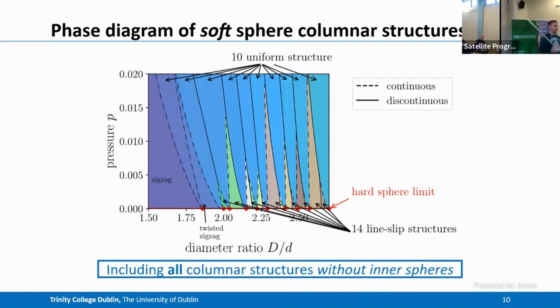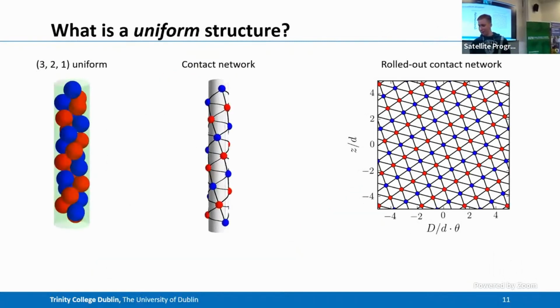Unfortunately, we do not find any new types of structures in this diagram appearing with higher pressures, but we do essentially predict the line slip structures for low pressures, and that made us wonder, there is a prediction for line slip structures in a soft sphere system at the limit of going to a hard sphere system, and we wondered if you can actually create this in an experiment. But before I go into any experimental details here, I want to explain to you what a uniform structure is and what a line slip structure is.